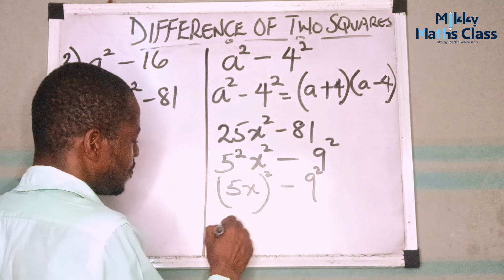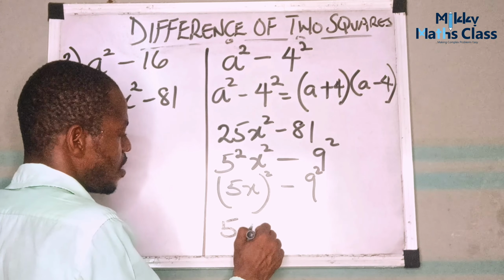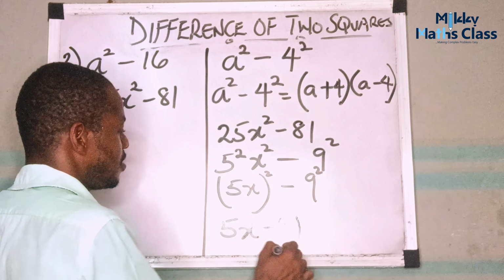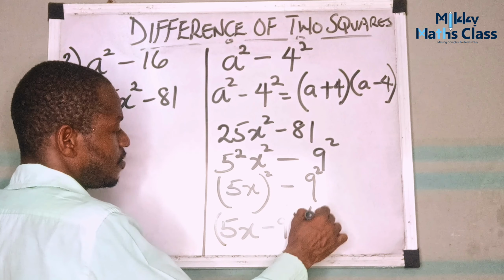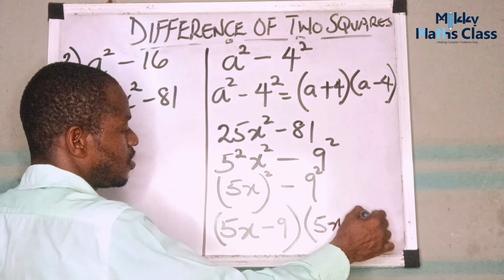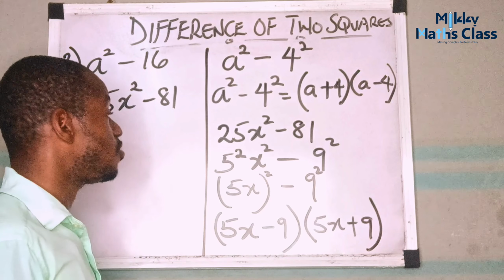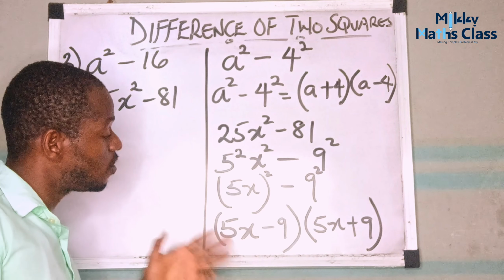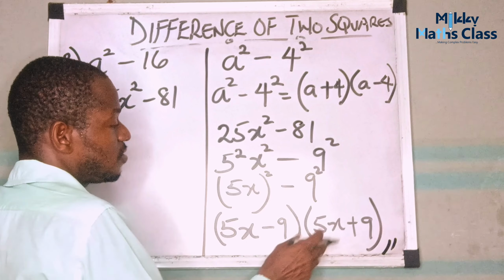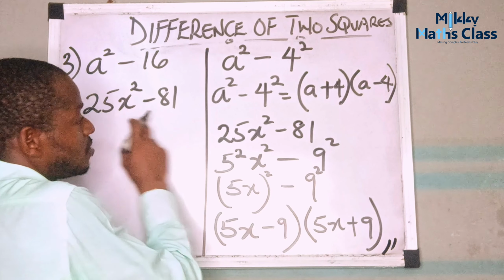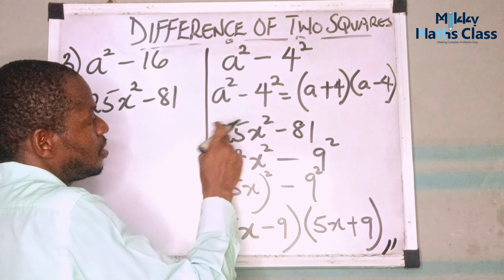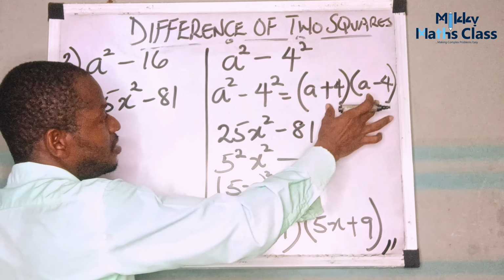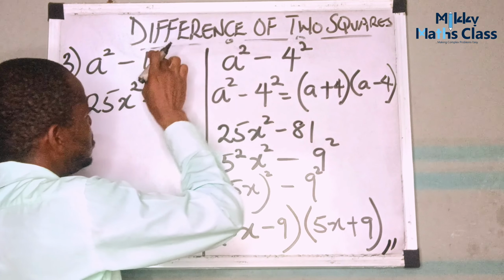So that becomes 5x minus 9 into bracket 5x plus 9. So we have ended up factorizing this expression using the difference of two squares. If you expand this, you are going to get this. Same with expanding this, if you expand this, you will get this.